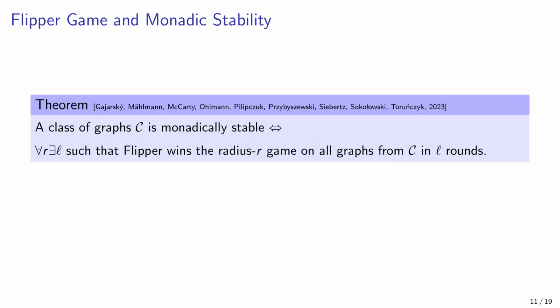So you can play on arbitrarily large graphs. If they are from the class C, then you are guaranteed to win in L rounds. And the nice thing about this is that the proof is constructive, and we can compute flipper's winning strategy in quadratic time, actually.